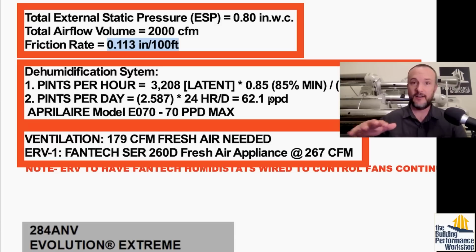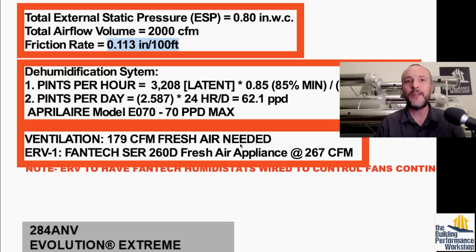No one would start there, hopefully. I mean, if you had a major problem, you started it there, great. As soon as it starts running, it's going to dial way down and it's not actually going to pull 70 pints per day anymore, because there's just not that much water in the air as it's running. So it's not going to pull 70. Therefore, we need to upsize that. I would go with a 100 on this house for sure, if not the 130, just as an extra insurance policy. Last red flag, ventilation, 179 CFM of fresh air needed.